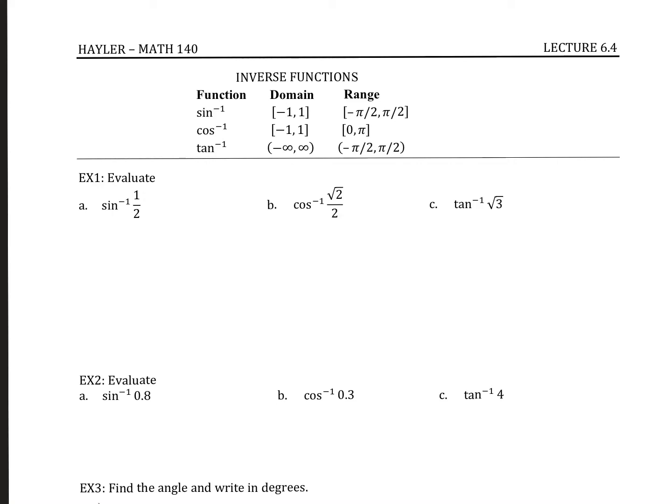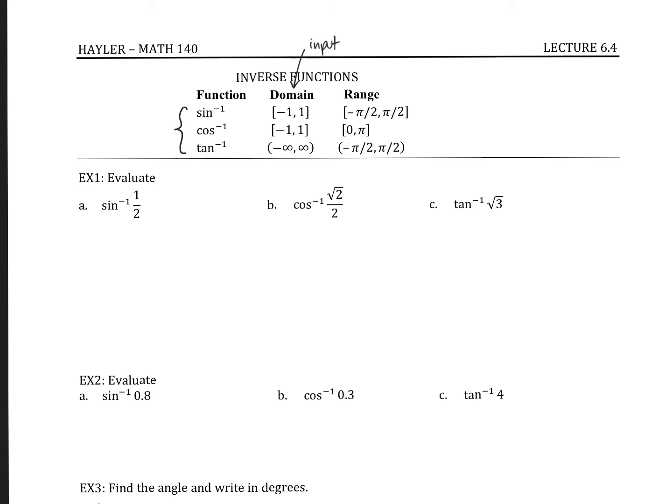Welcome to lecture 6.4. So we're looking at inverse functions again, and we're going to look at the main three: sine, cosine, and tangent. And as a reminder, these are the domains for the values, and then the ranges. The domain, those are the allowable input values, and the range are technically the output values. So let's go ahead and evaluate some of these inverses.